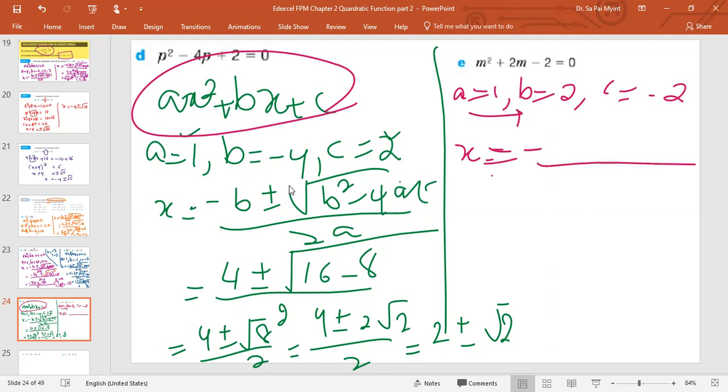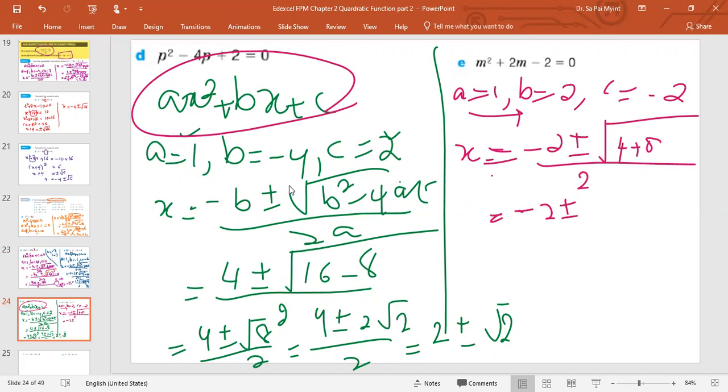Minus B is minus 2, plus or minus square root of B square is 4, minus 4AC. 4 into A, A is 1, 4 times 1 is 4. And then C is minus 2. What do you get? Plus 4 times 2 is 8, divided by 2. What do you get? Negative 2 plus or minus square root of 12.